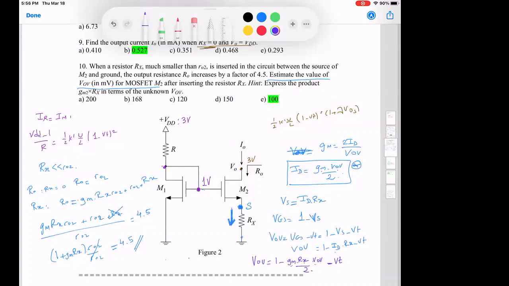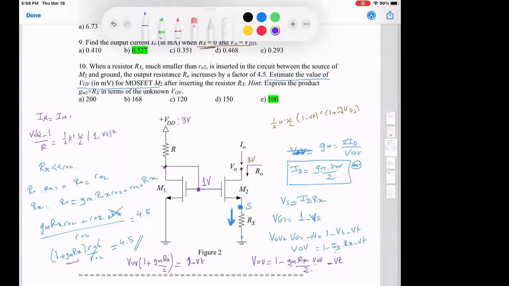Can I collect the VOV terms on one side and the rest of the variables on the other? So I have 1 minus VT is equal to VOV times 1 plus GM times RX over 2, right? And I know what GM RX is equal to, so I can plug it in and find the value of VOV.